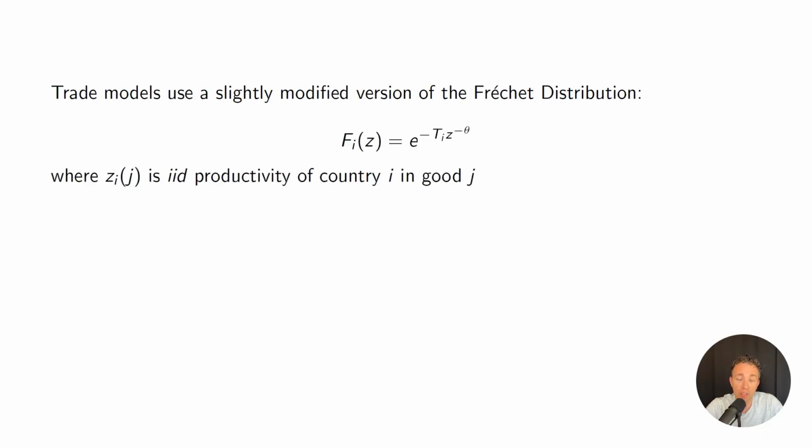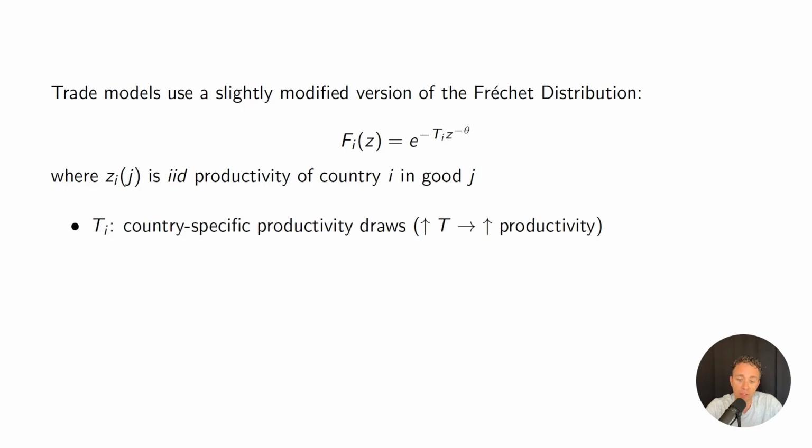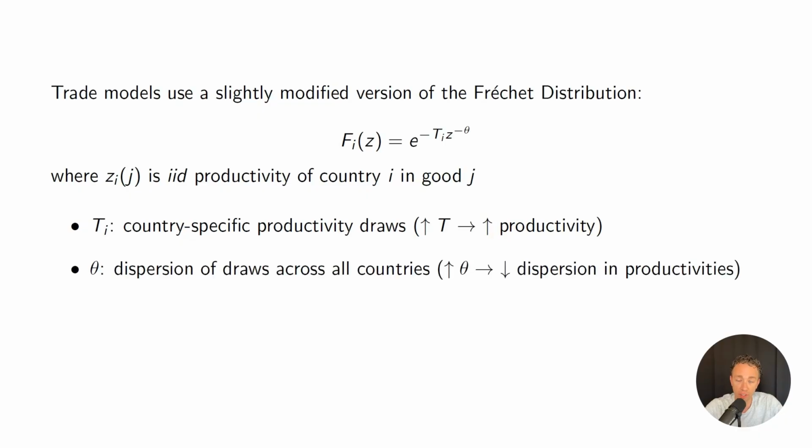What they're going to do is model the productivity of a country as being a function of the underlying technology of that country and also the overall dispersion across all countries. And we want to think about draws from this distribution as being draws of how good a country i is at making good j. So T_i you can think of as being absolute advantage, and then theta is going to govern the degree of comparative advantage in the economy globally.